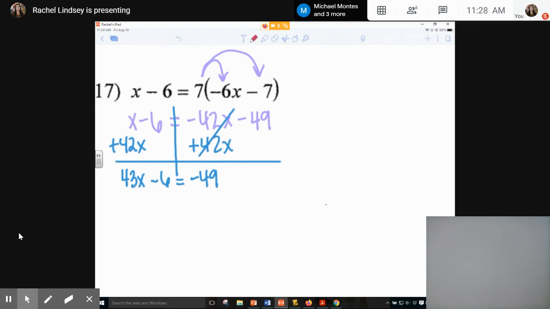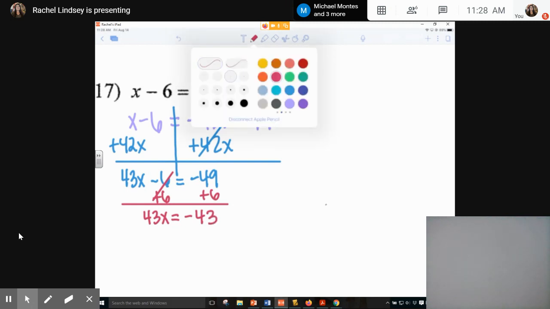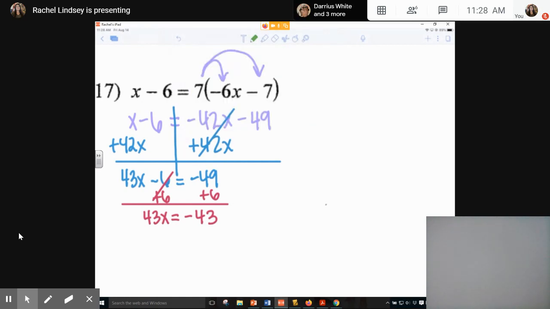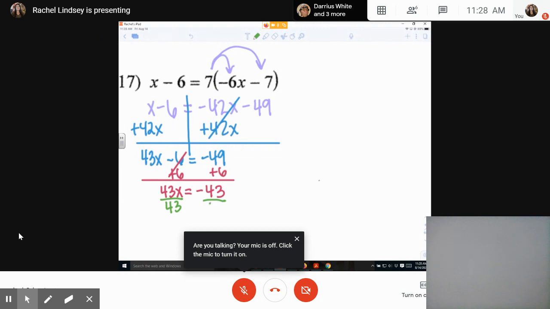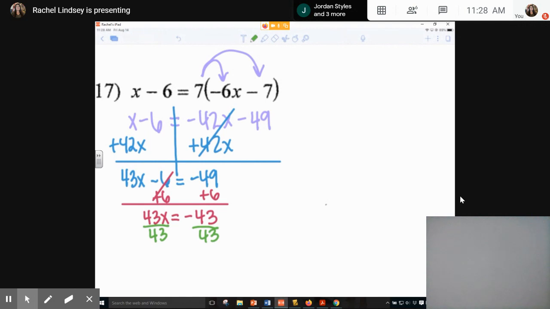Now what's my next step? Add 6 to both sides. Bring down 43x. And then negative 49 plus 6 gives you negative 43. And my last step is going to be divide both sides by 43. And I'll get x equals negative 1. Make sure you carry that negative down with it.